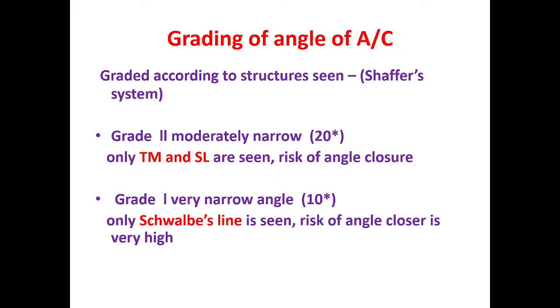So from where will the aqueous be drained? So this grade 1 angle carries the risk of angle closure glaucoma. So we label them as suspect, keep them under observation, and take a history of attacks also.